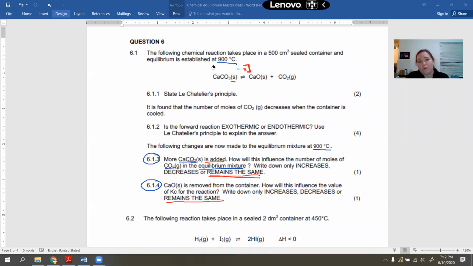So I'm just going to clear all of this away and remember that it's a solid, and changing the amount of solid that's there doesn't change the concentration because it's not aqueous and it's not dissolved anywhere. So I never should actually have written the square brackets of calcium carbonate because it's a solid and we don't even discuss that. So my answer here should be remains the same, because a solid doesn't impact equilibrium at all. The second question was calcium oxide is removed from the container.